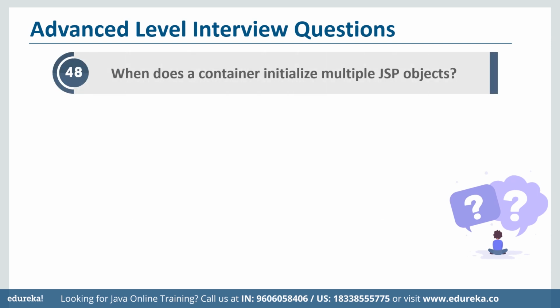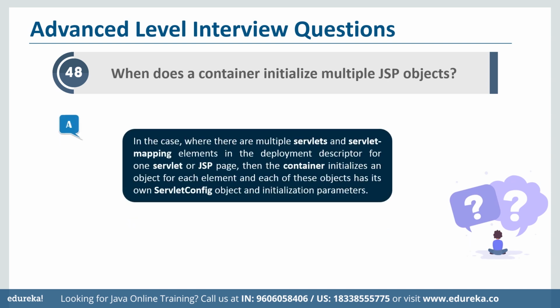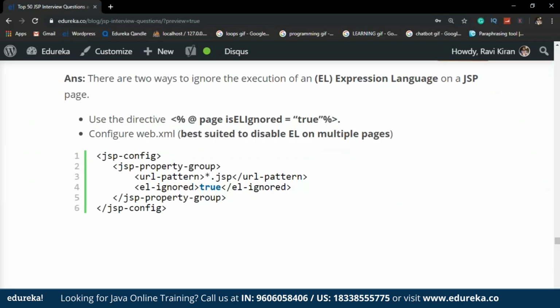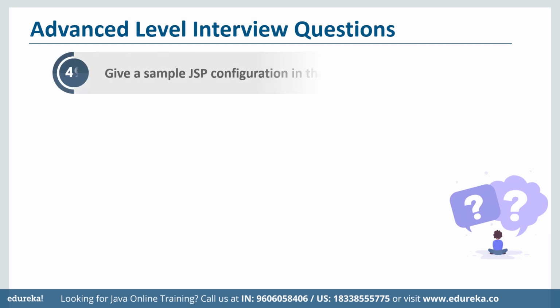Now, followed by this, we shall move on to our next question. When does a container initialize multiple JSP objects? The answer for this question is, in case where there are multiple servlet and servlet-mapping elements in the deployment descriptor for one single servlet or JSP page, then the server initializes an object for each element and each of these objects has its own ServletConfig object and initialization parameters. The following code snippet uses one JSP page in web.xml as shown below.